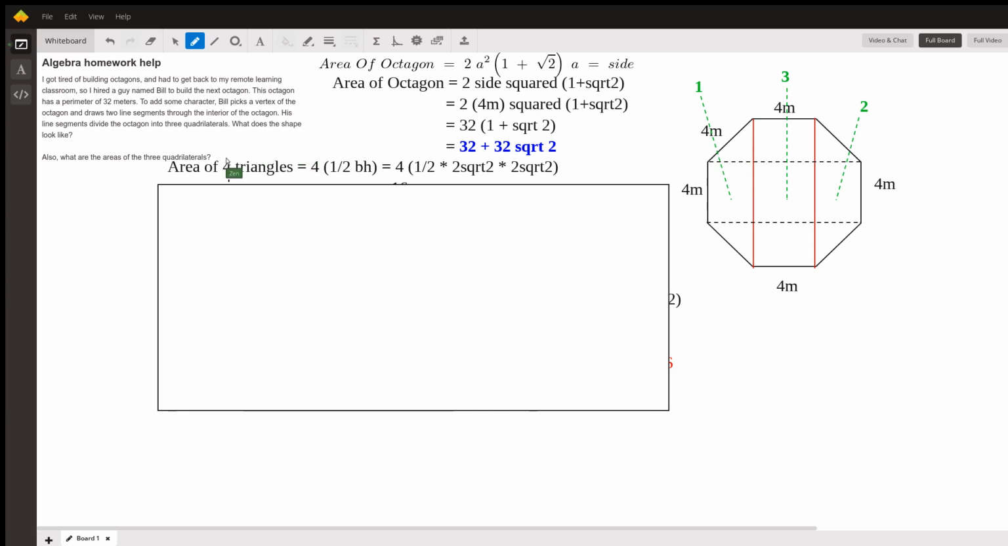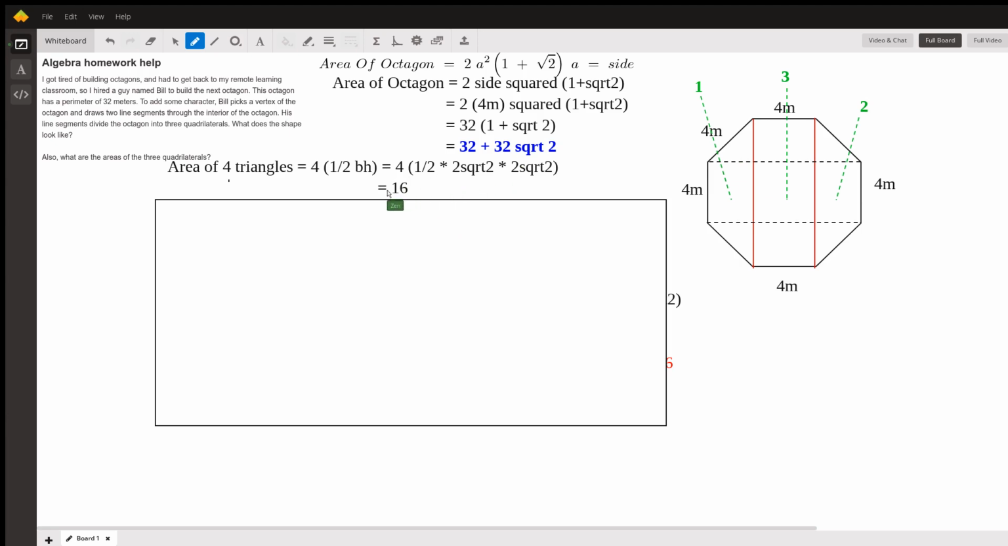Whether you go this way or that way, it doesn't matter. Those sides are equal. And so the area of those 4 triangles is going to be 4 times 1/2 the base times the height. So it's 4 times 1/2 times 2 square roots of 2 times 2 square roots of 2, because that's the base times the height. And when we do that, we come up with 16. The area of these 4 triangles is 16.